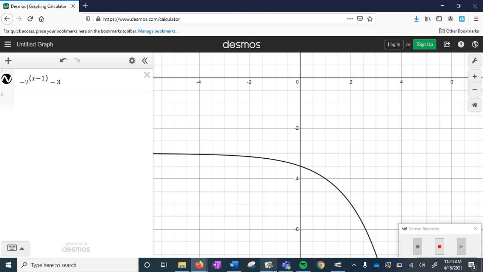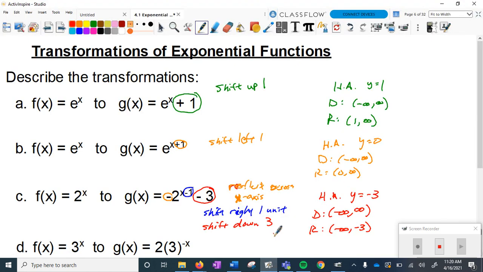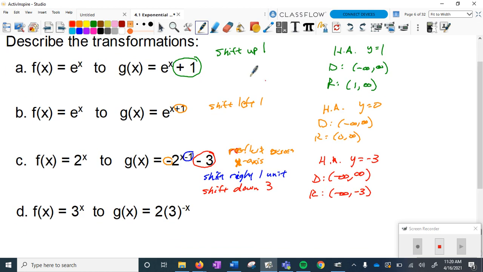Okay? All right, one last example. Again, I'm trying to get you guys to make the connection between all the transformations we've done and what it does to the domain, the range, and the horizontal asymptote. Okay, last example. I have 3 to the x.